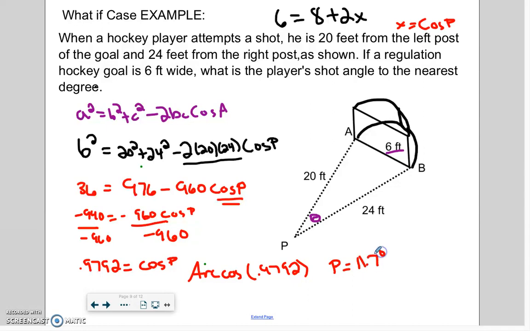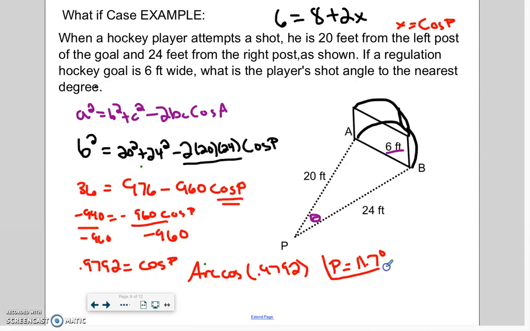11.7 degrees. So the only way that the puck in this scenario is going to hit the net, where he's 24 feet off the right post and 20 feet off the left post, so he's closer to the left than to the right, is if he shoots the puck within 11.7 degrees. As soon as he goes more than 11.7 degrees, it's either going to miss here, or it's going to miss here. He needs to stay in the range of 11.7.